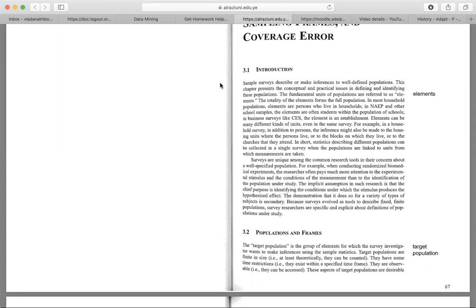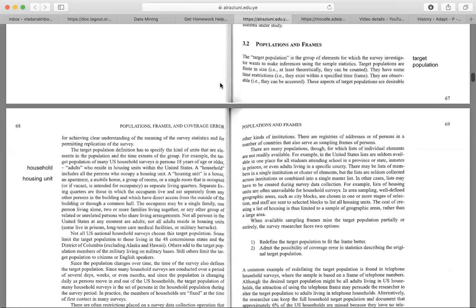Because surveys evolved as tools to describe fixed finite populations, survey researchers are specific and explicit about definitions of populations under study. The target population is the group of elements for which the survey investigator wants to make inferences using the sample statistics. We want it to be finite in size, have some time restrictions, and be observable. These aspects are desirable for achieving clear understanding of the meaning of the survey statistics and for permitting replication of the survey. The target population definition has to specify the kind of units that are elements in the population and the time extent of the group.